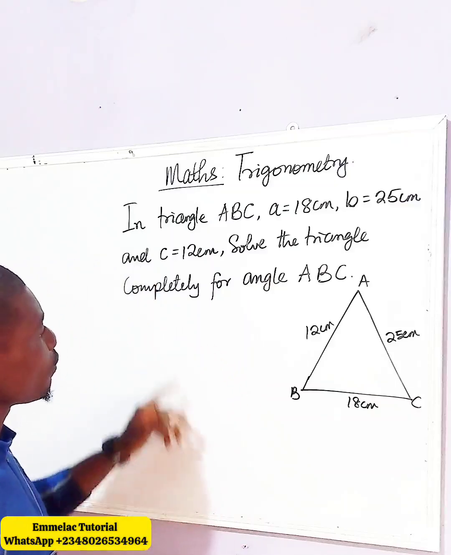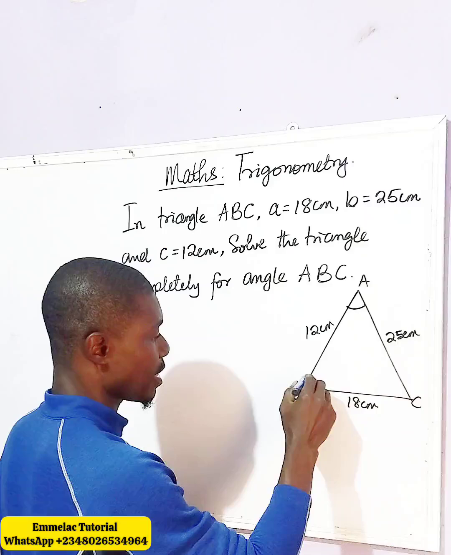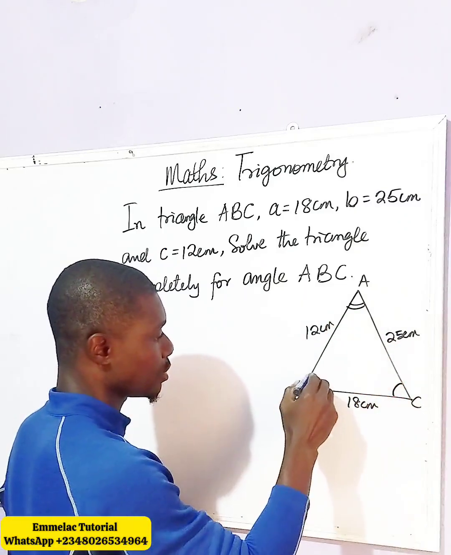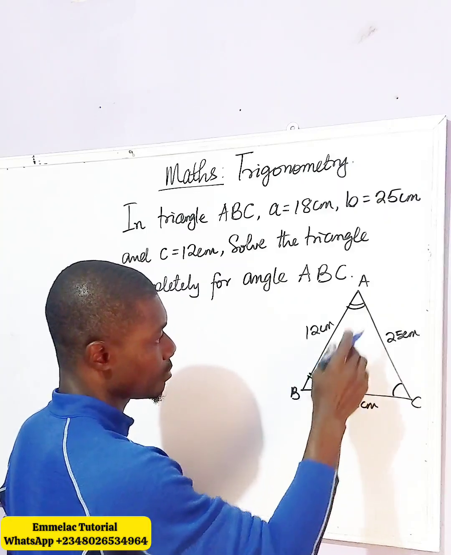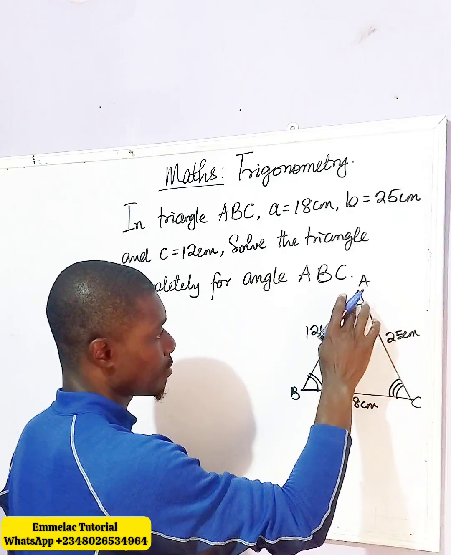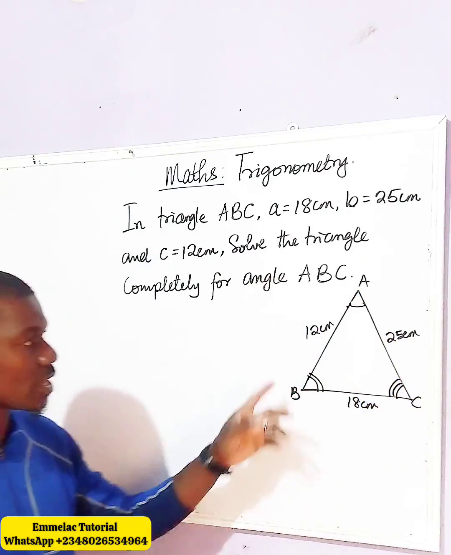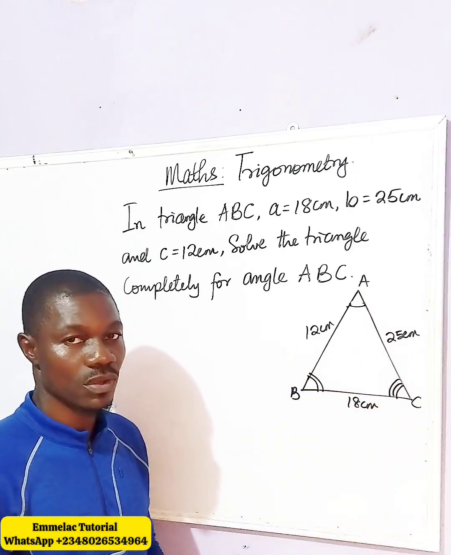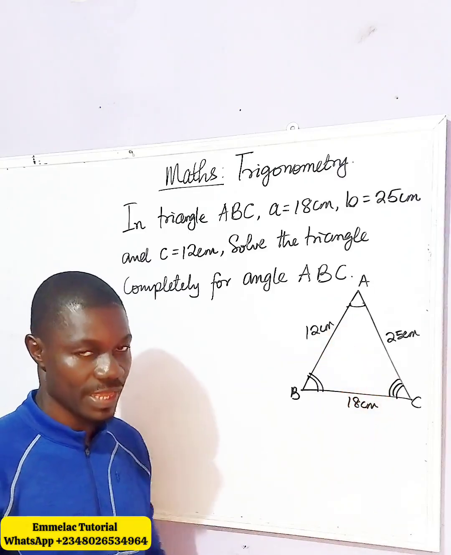Okay, so we are told to find angle ABC. So we need to find here, here, and here. Let me just do it this way because I'm sure they won't be the same. Okay, so how do we get started? Since you have three sides but unknown angles, let's make use of the cosine rule to find A first.